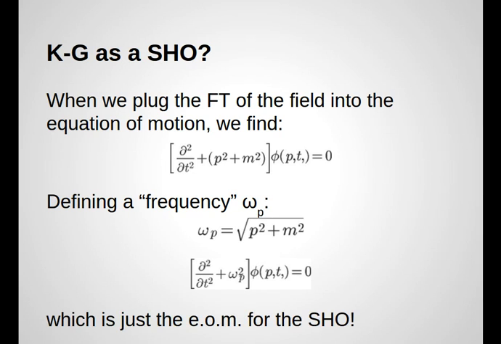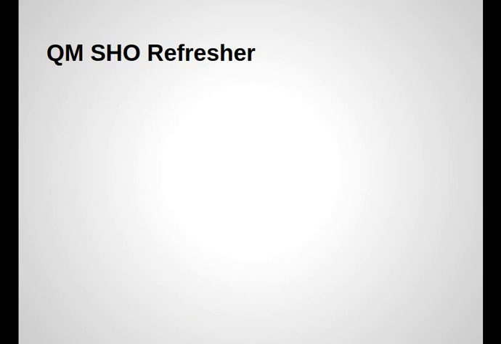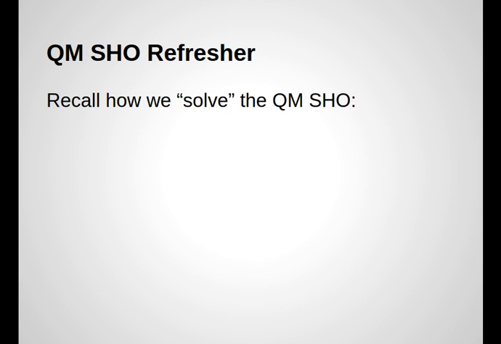Okay, so it's just the equation of motion for the simple harmonic oscillator. So what we can do is try to apply what we know about solving the harmonic oscillator to this case. Let's refresh ourselves on how we solve, or at least one approach to solving, the quantum simple harmonic oscillator. The way that we do it, well, we first write down the Hamiltonian.